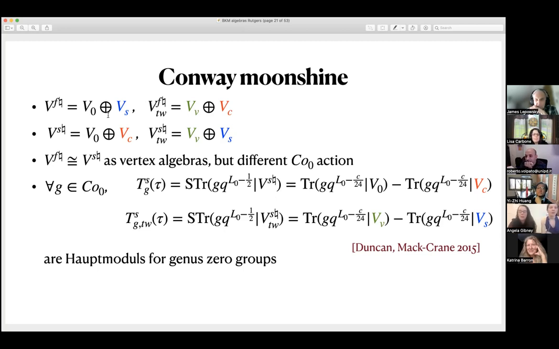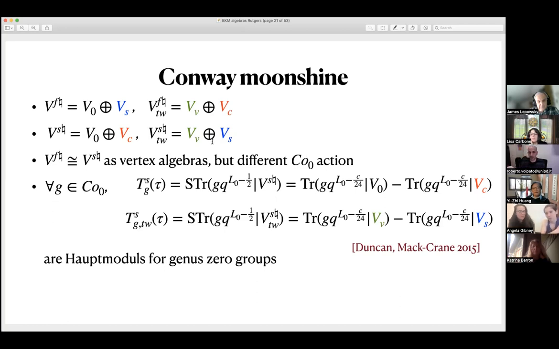Yes. Okay. So I was confused when you said that VF and VS are isomorphic as vertex algebras, because VS and VC would be V0 modules. Would that imply, if they're isomorphic as vertex algebras, why doesn't it imply that VS and VC are isomorphic? Well, they are isomorphic as modules, they are not isomorphic as Conway modules. So the action of the Conway group is different. You can see it as a subgroup of Spin(24), okay? But it acts differently on the spinor representation and the conjugate spinor representation. It's not the same, okay? Is this clear? Yeah, okay.